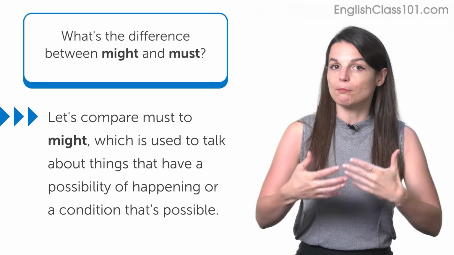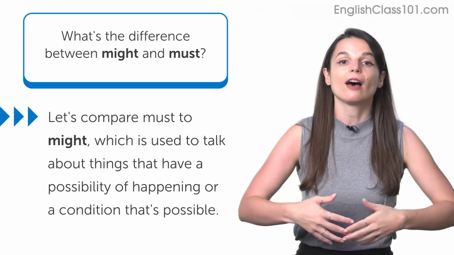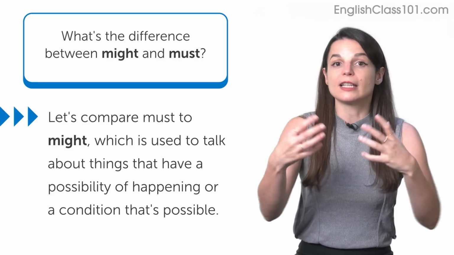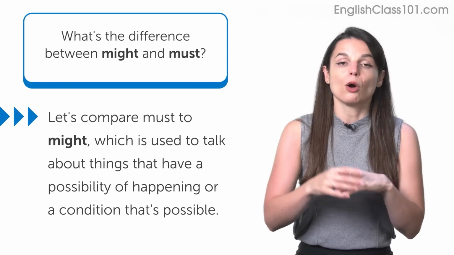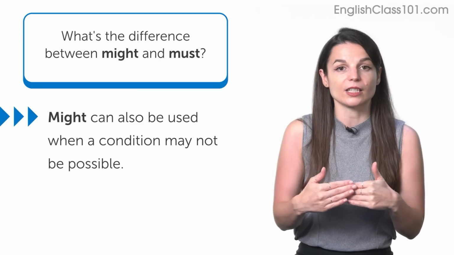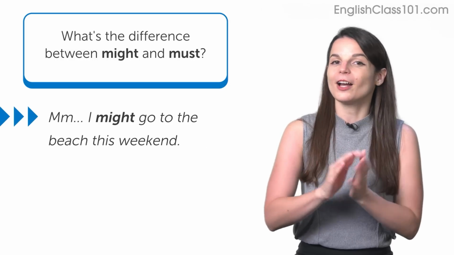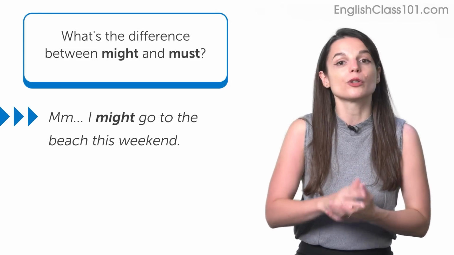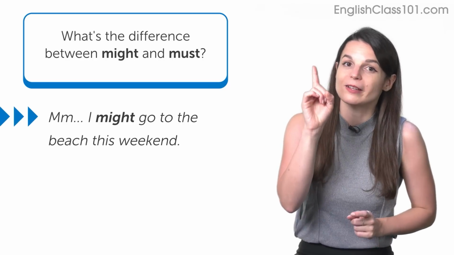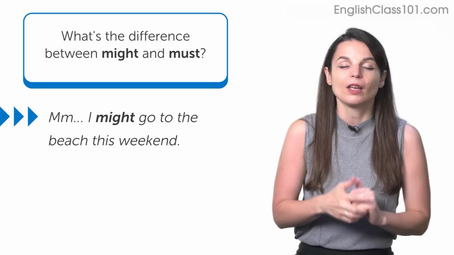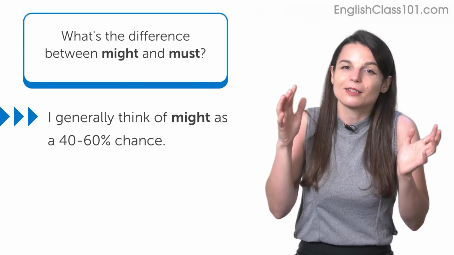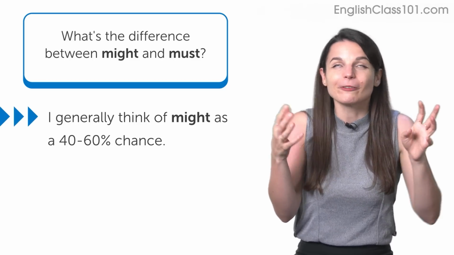So we use might to talk about things that have some possibility of happening or a condition that is possible. This is in the positive. Or we talk about a condition that maybe isn't so possible in the negative. For example, I might go to the beach this weekend shows there's some possibility of going to the beach this weekend. It is possible. It's not 100%. Generally, for might, I think about it as like a 40 to 60% chance, maybe 20 to 50%.